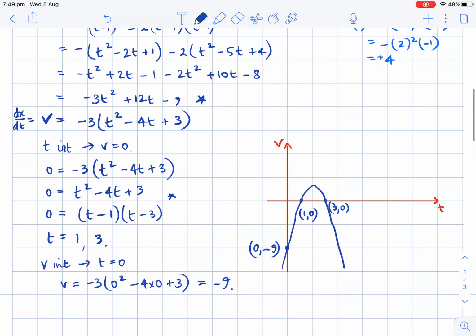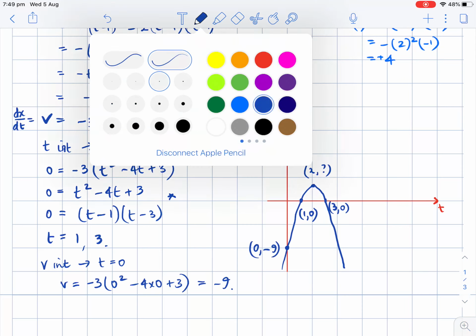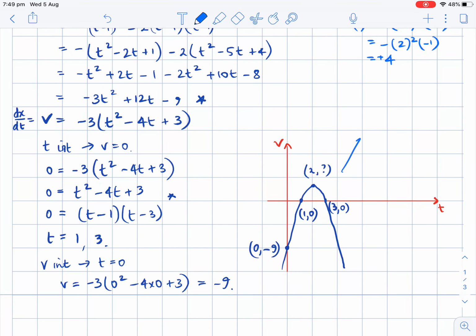We've got the best part of the graph for velocity, but we don't have this maximum here. Using symmetry, I know it's got to be halfway between 1 and 3, which is at 2. Let's substitute 2 into the velocity formula to find out what that maximum value is equal to.